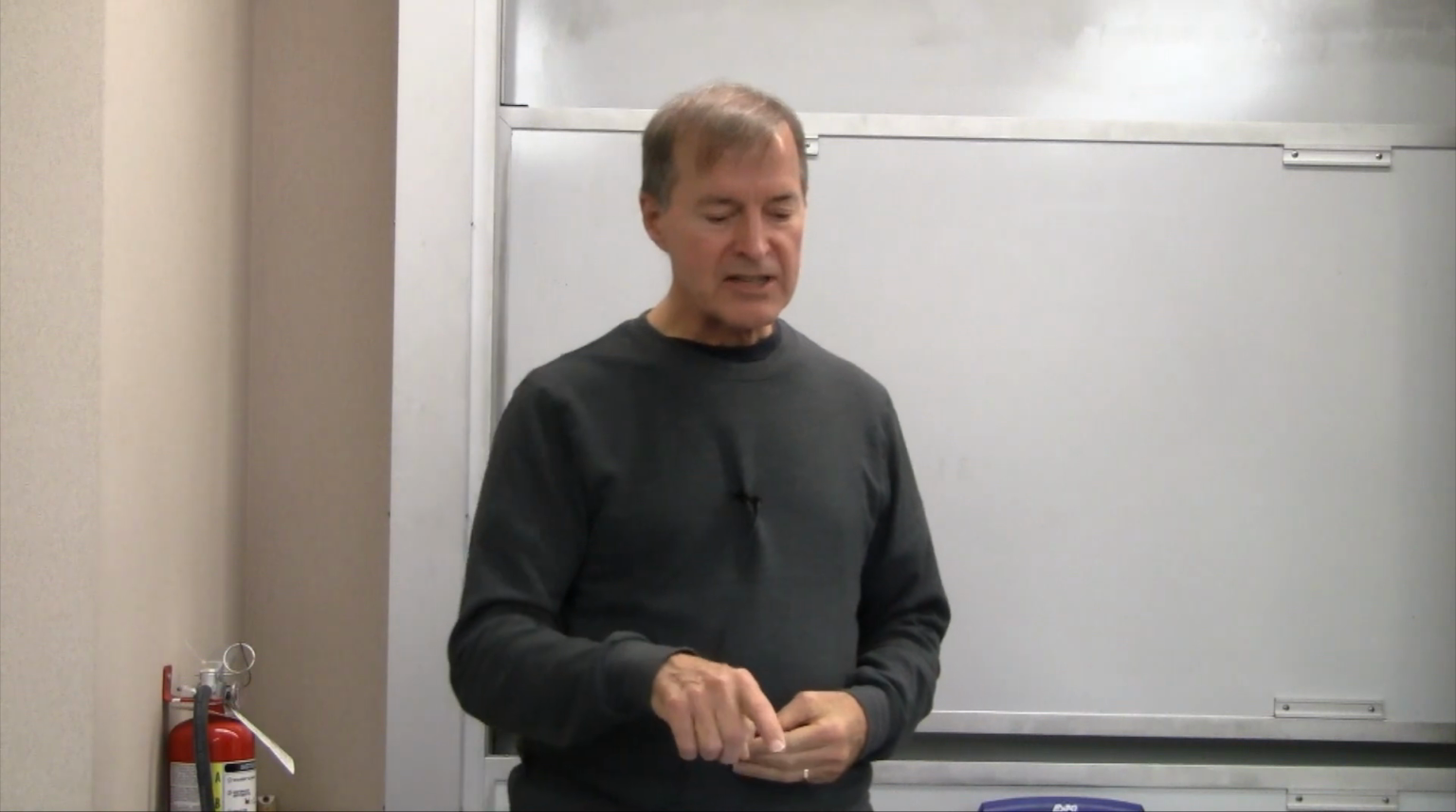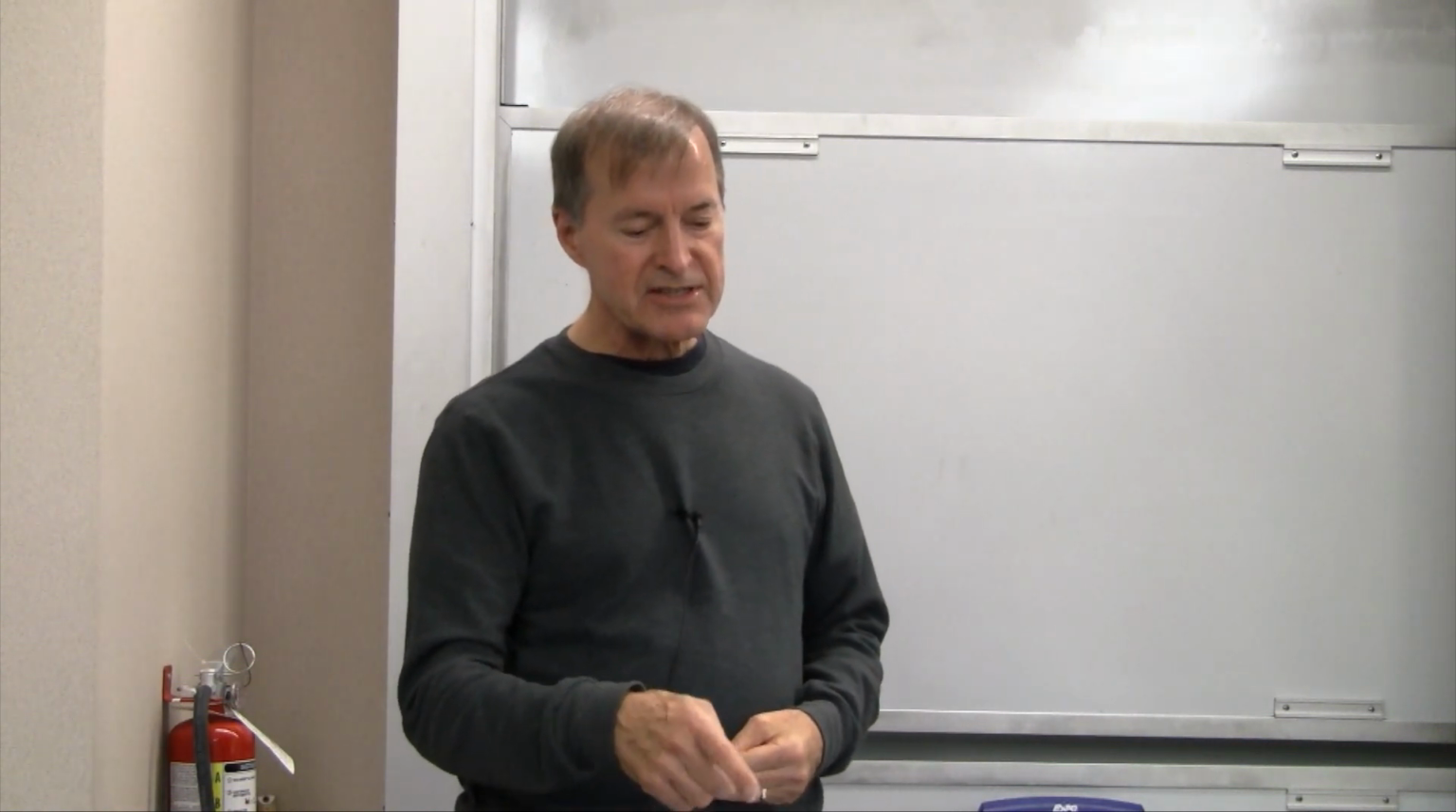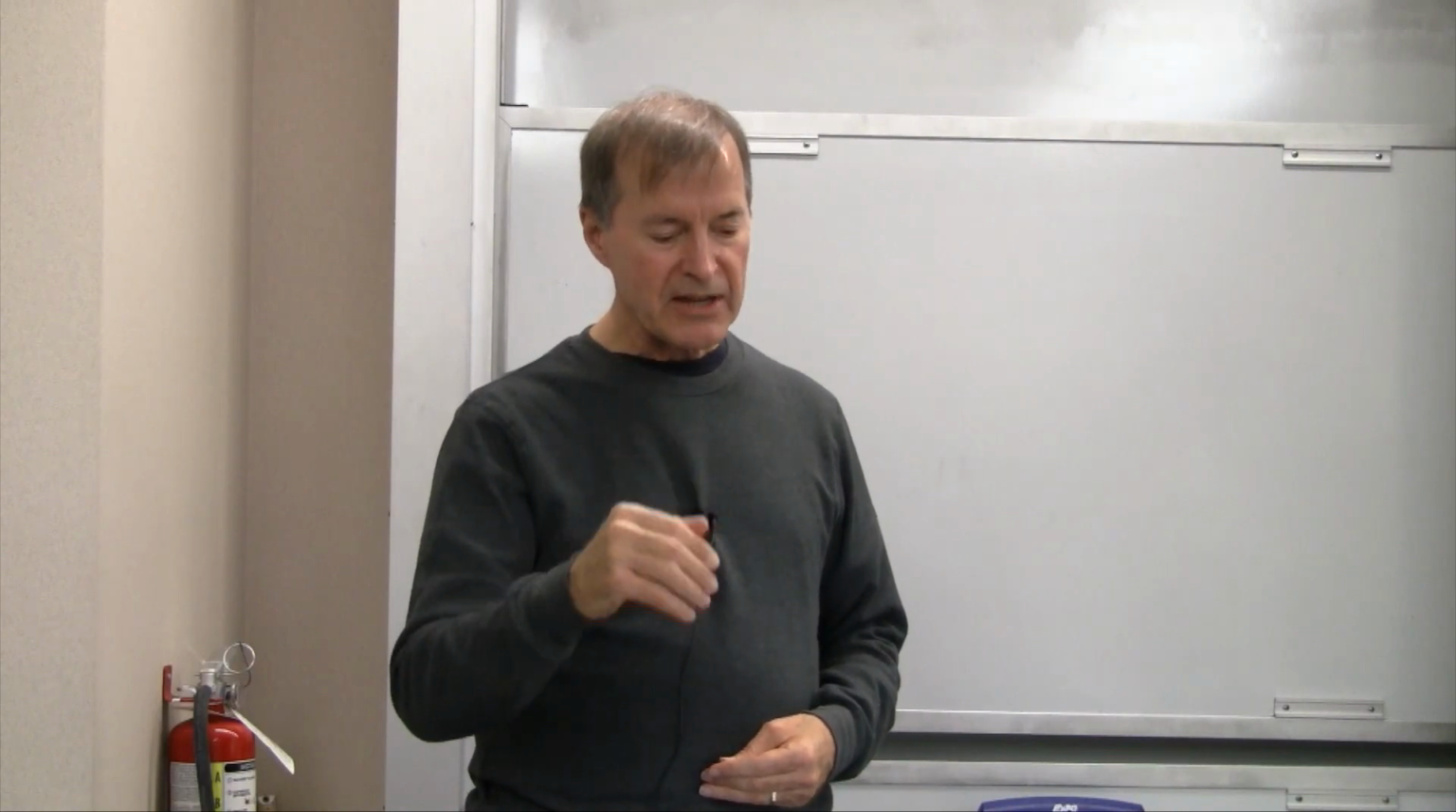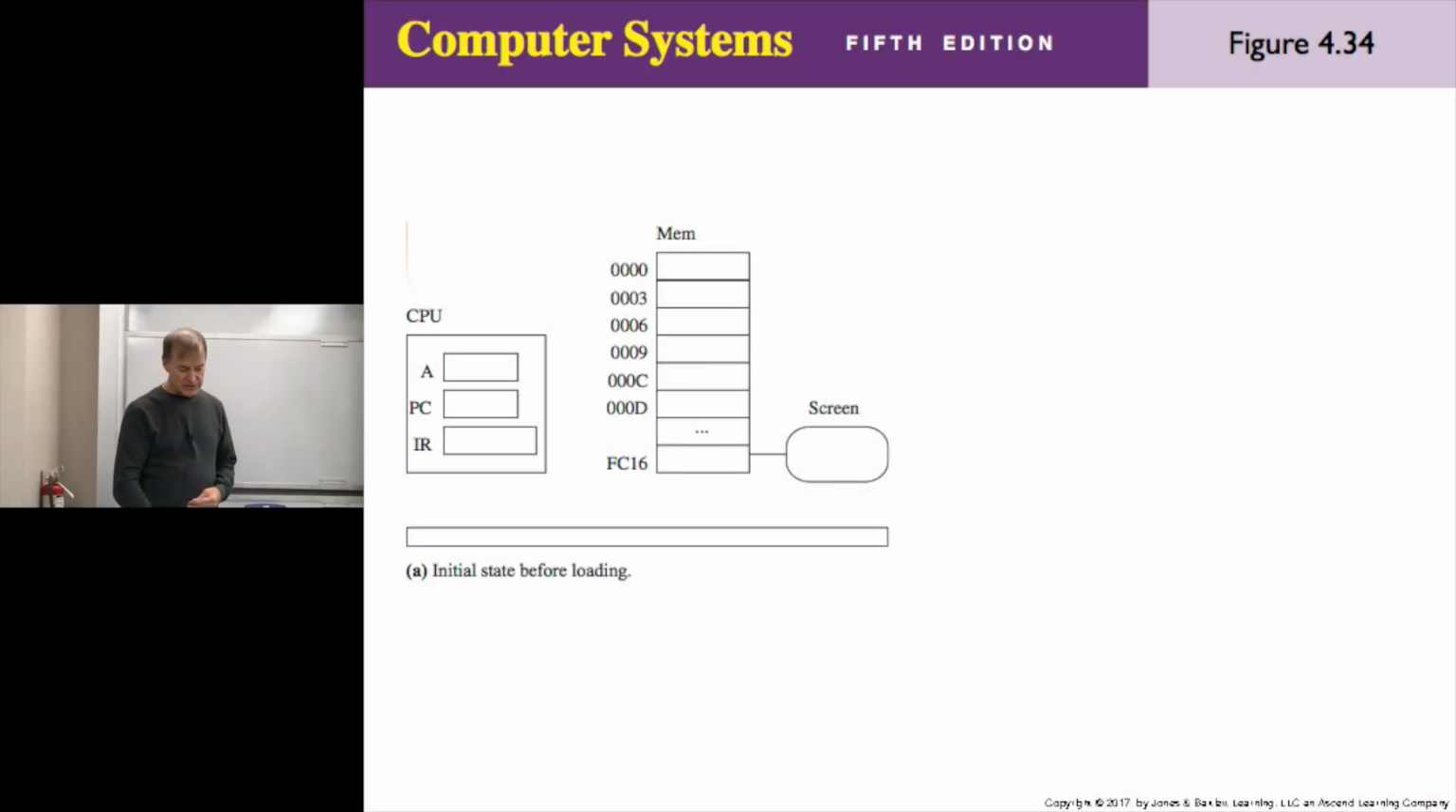Now let's take a look. Let's run through this program. Let's see how this program executes with each individual step of the von Neumann cycle. So that's the program. Here in figure 4.34a, this is the initial state of the PEP9 computer before loading. Now, we've left off the disk. We've left off some of the registers in the CPU. We're only showing a small part of the main memory. Is everybody clear? In part A?